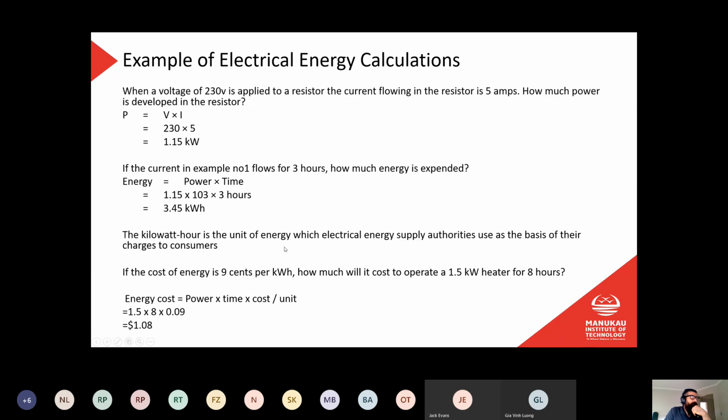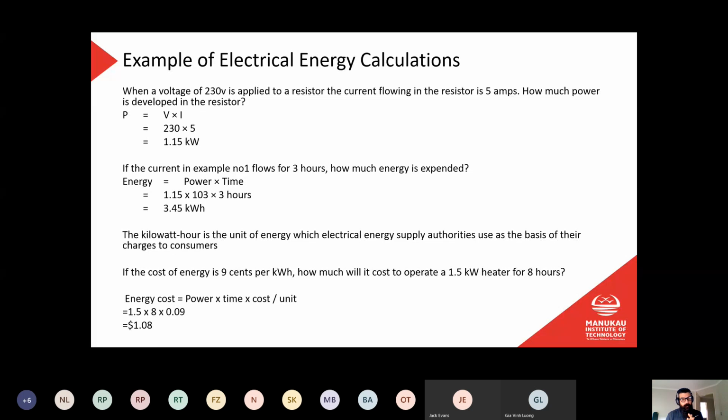The kilowatt hour is the unit of energy which electrical energy supply authorities, the power company, use as the basis of their charges to consumers. If the cost of energy is 9 cents per kilowatt hour, how much will it cost to operate a 1.5 kilowatt heater for 8 hours? So our energy cost is going to be power times time. That gives us the amount of energy in kilowatt hours. And then we multiply that by the cost per unit, which is in this case 9 cents per kilowatt hour.